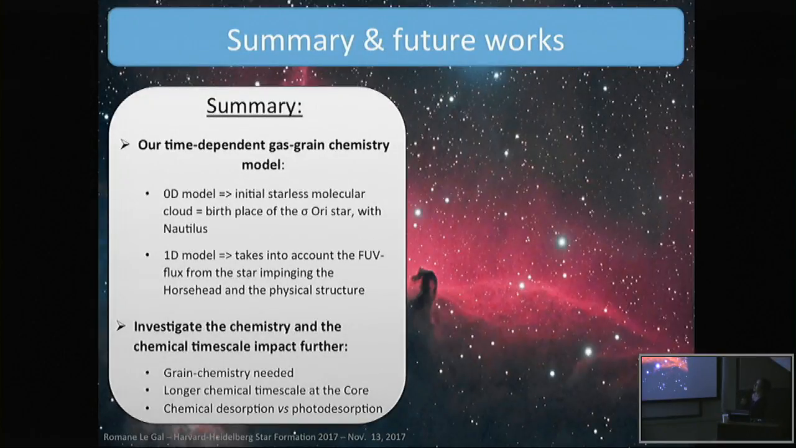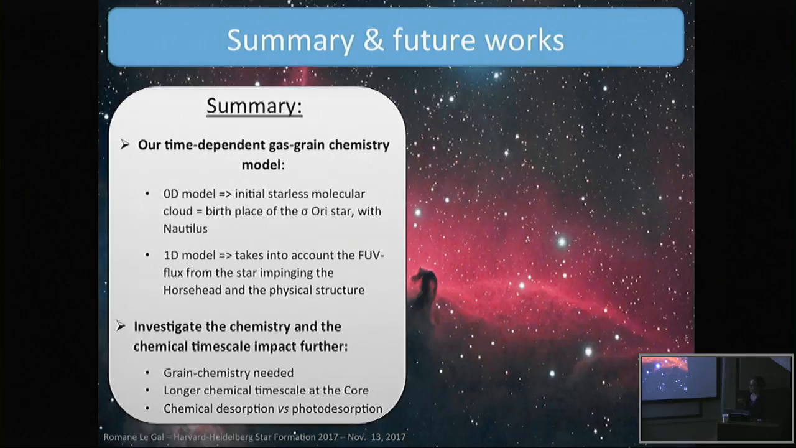And so here I come to the summary and the future work that we still have to do. So to summarize here, for the model, we first ran a 0D model, that we coupled with a 1D model once we built the first star dense cloud and the physical structure. So the 1D model will take into account the UV flux from the star.